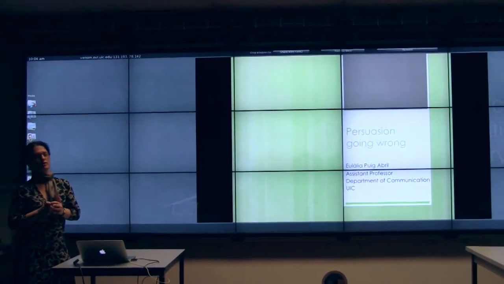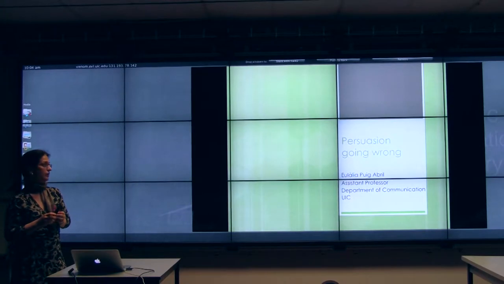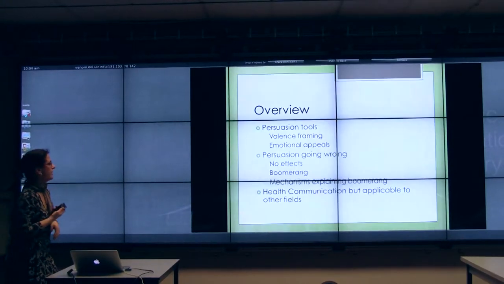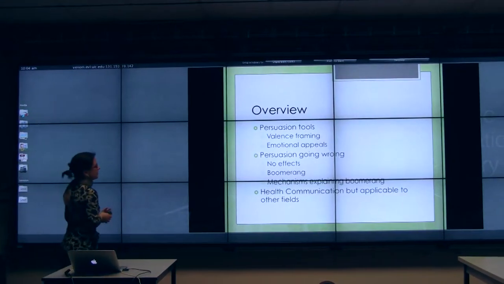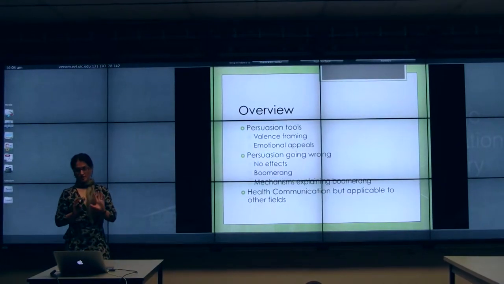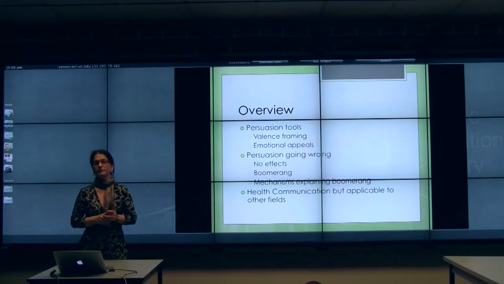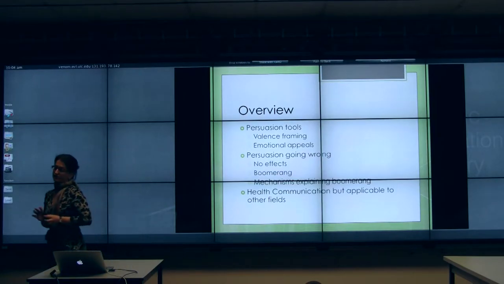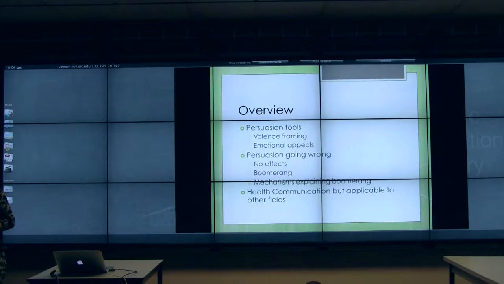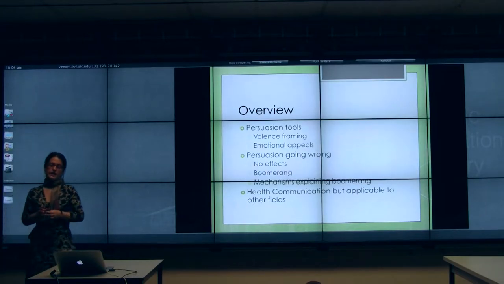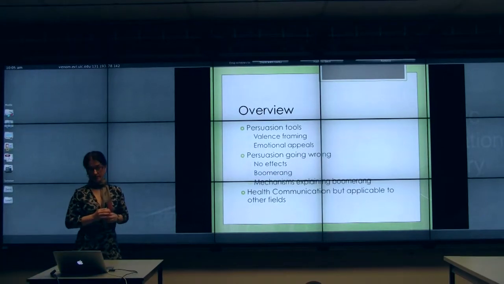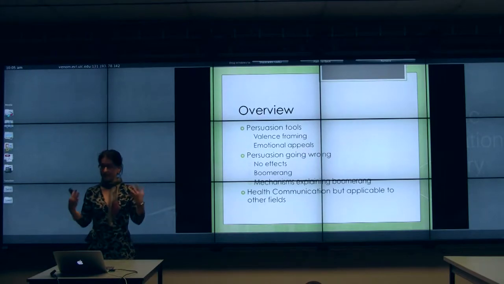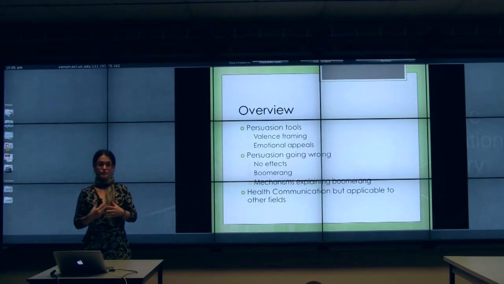As Robert said, I'm going to talk about persuasion and how it can go wrong. I'm going to talk about a couple of persuasion tools. These are not all the persuasion tools that we have available, but some of them. One is framing, especially valence framing, because framing can be studied in many different ways. Valence framing is positive, negative, gains, losses. And then also emotional appeals, that is positive emotions and negative emotions and how that can affect persuasion.